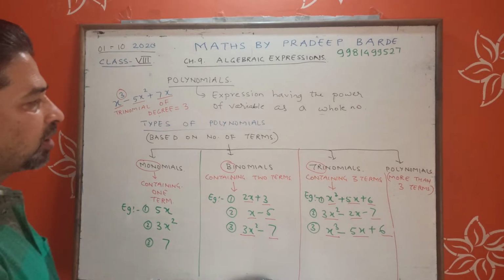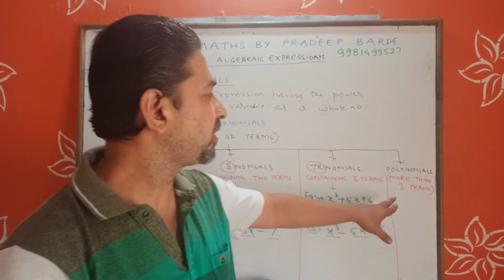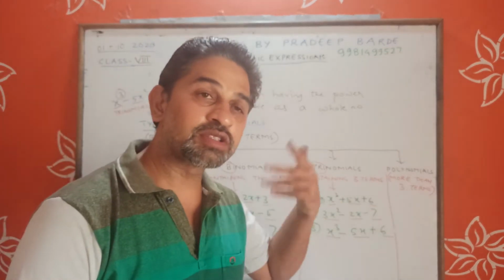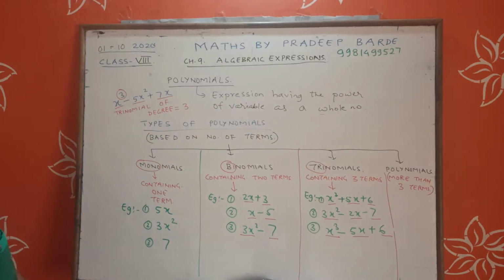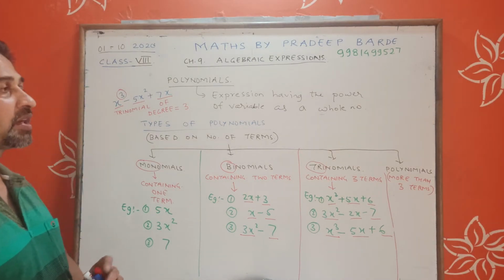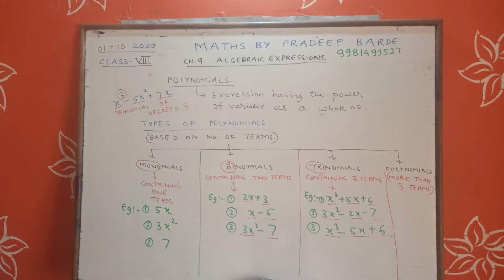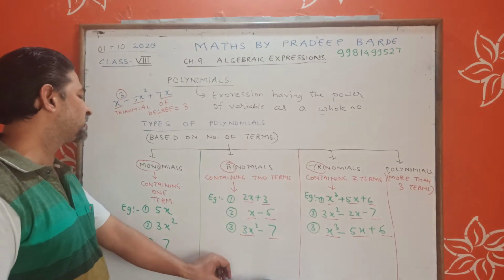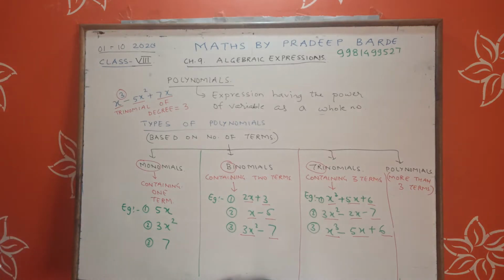Okay students, so more than 3 terms we call it a polynomial. We can also classify further that if it contains 4 terms it is known as a quadrinomial. If it contains 5 terms it is known as a quintinomial. But you need to remember only the names up to this, that is a monomial, binomial and a trinomial.